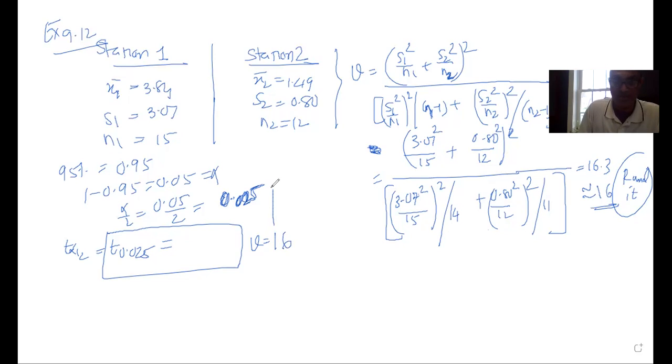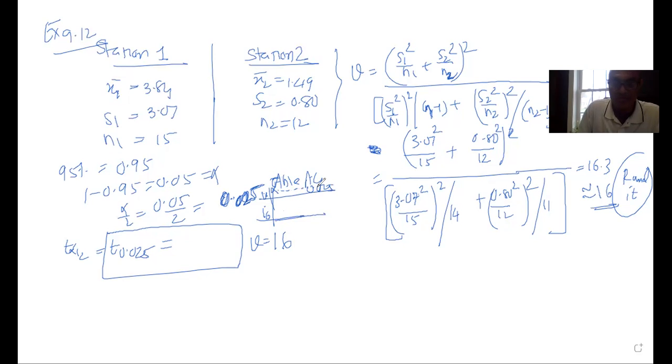If you look at this table A4, and suppose V equal to 16, you are going to get somewhere over here. V equal to 16, and this is my V and my alpha, somewhere over here, that is equal to 0.025, right?